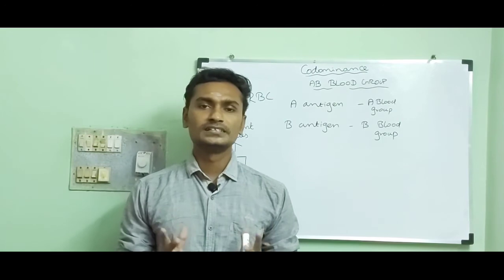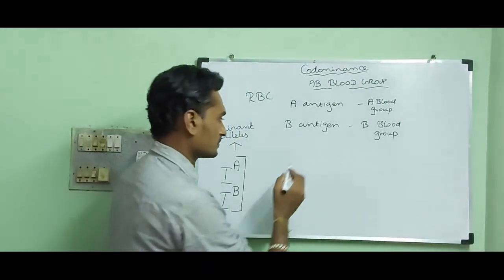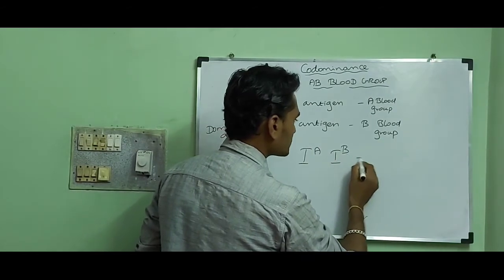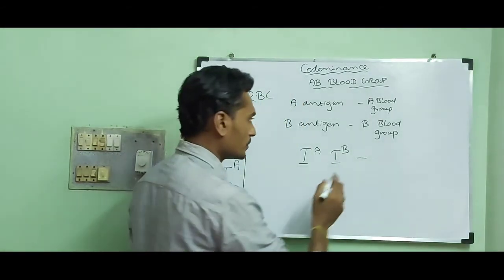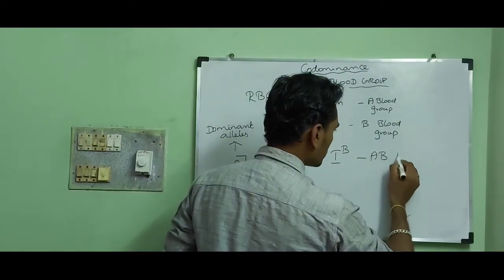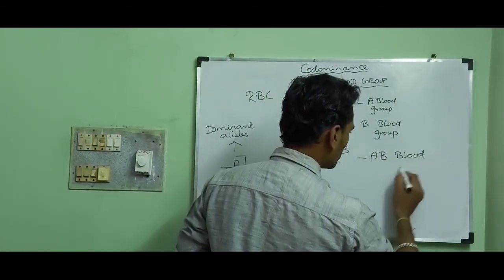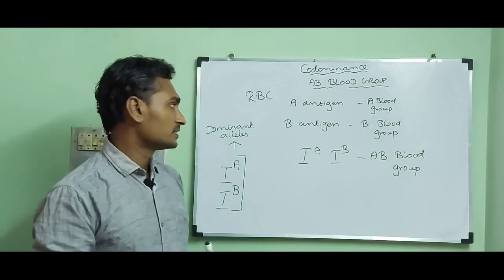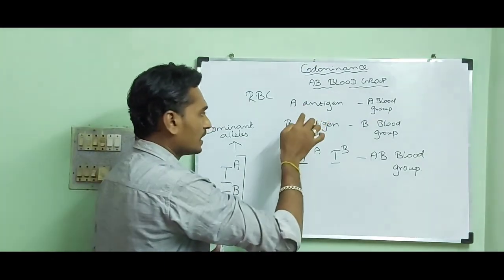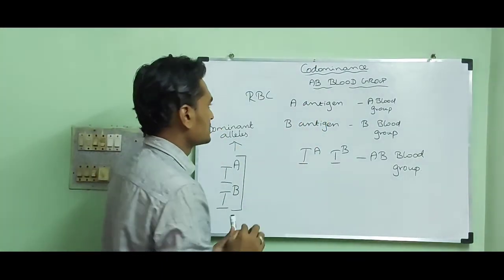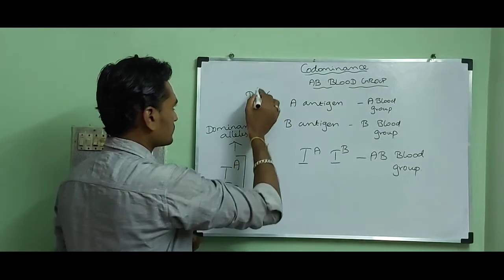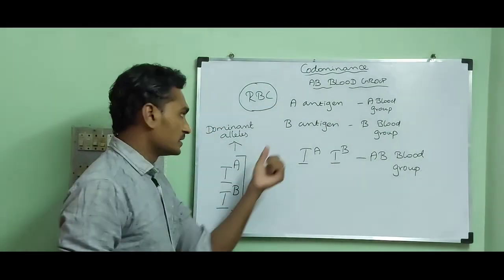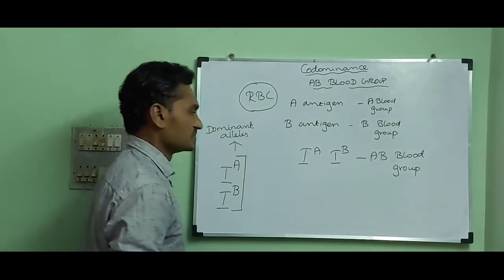When both the alleles are present together, that means capital IA and capital IB present together, they are able to produce AB blood group. It is categorized by the presence of A antigen and B antigen on the RBC.